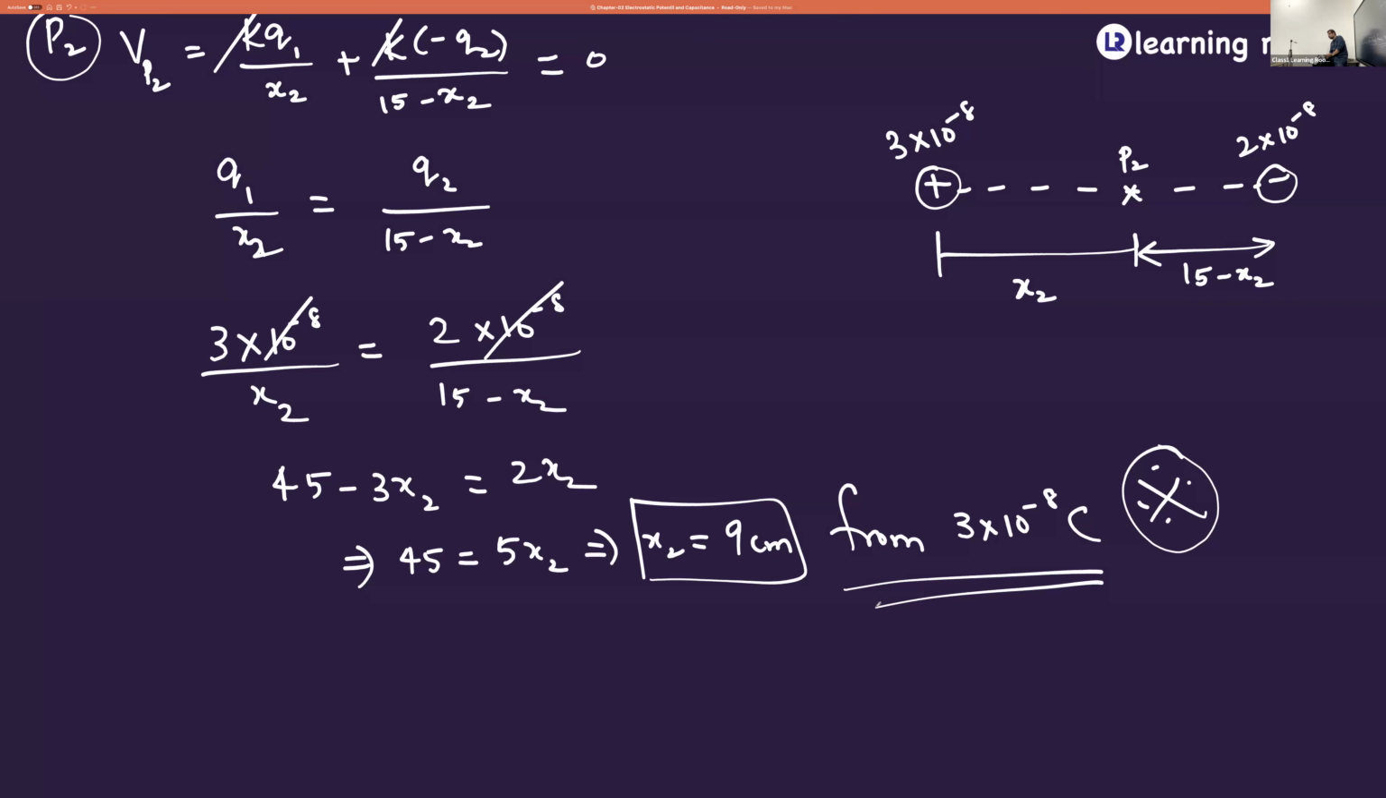P1 we ignored because of the negative sign. P2 was at a distance of 9 centimeter from the charge of greater magnitude, but 6 centimeter from the charge of lesser magnitude. Then what about P3? P3 was also at a distance of 30 centimeter from the charge of lesser magnitude. But for the charge of greater magnitude, it is at a distance of 45 centimeter. Am I clear? So you can use this logic directly and you can solve it.